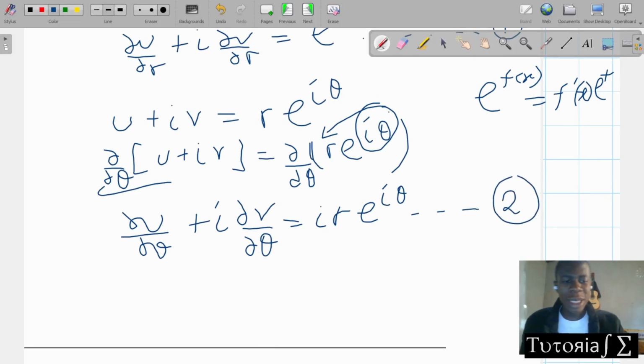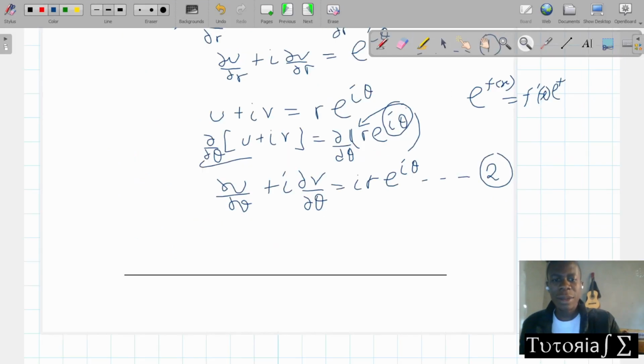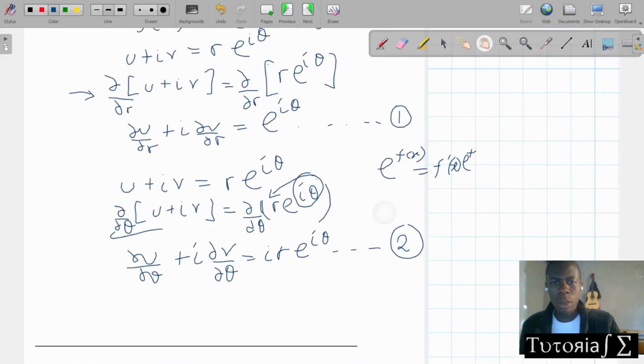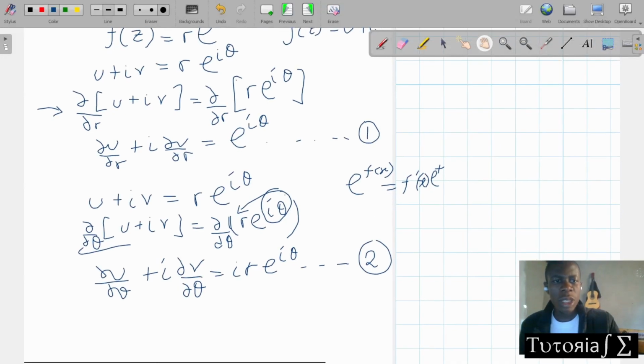Now we see that in our equation 1, we have e to the i theta here. We can replace this e to the i theta right here in equation 2. Are you seeing that? So this e to the i theta can be replaced here, meaning that we're going to replace this part. All right, so replacing this, where e to the i theta is equal to this, and this part is e to the i theta.